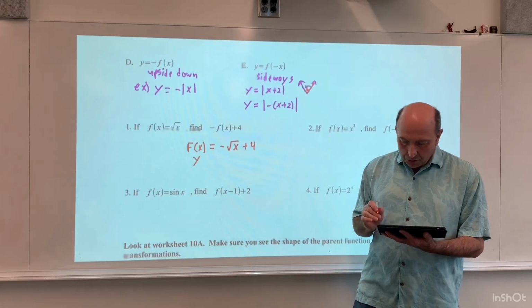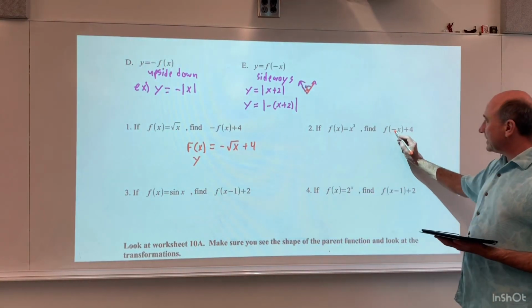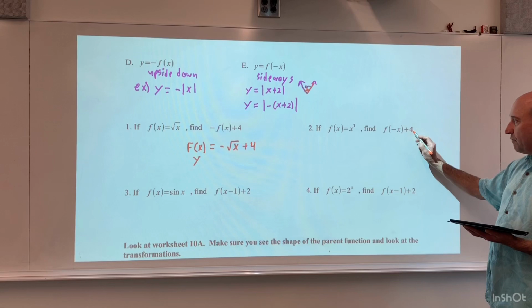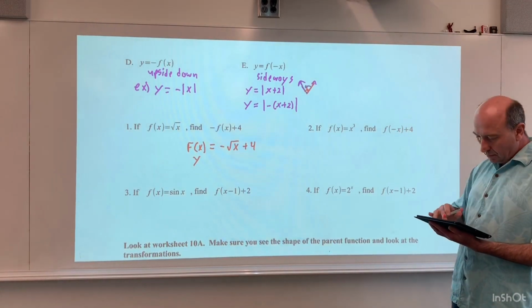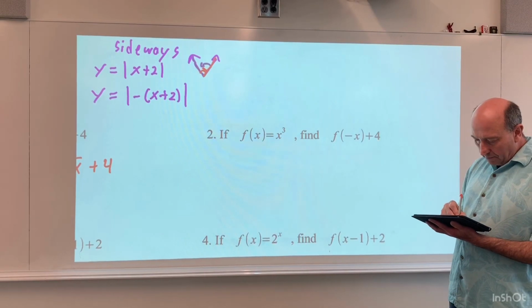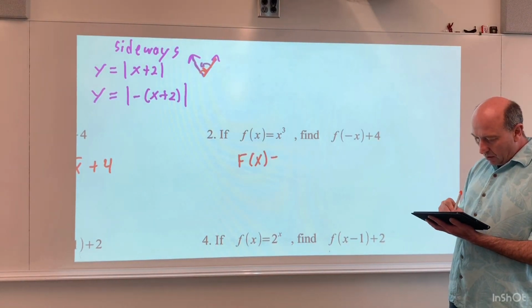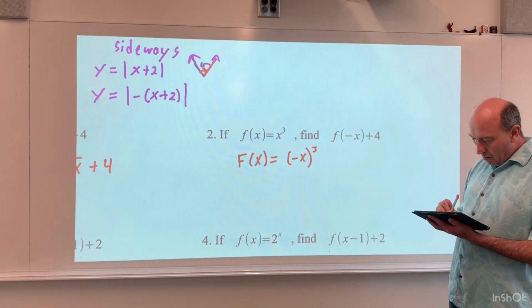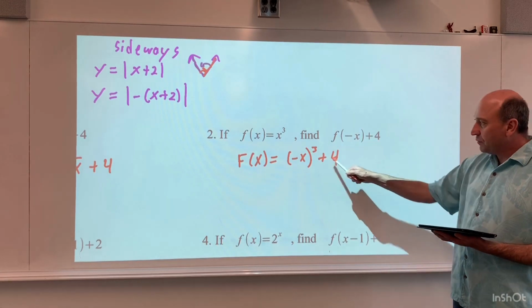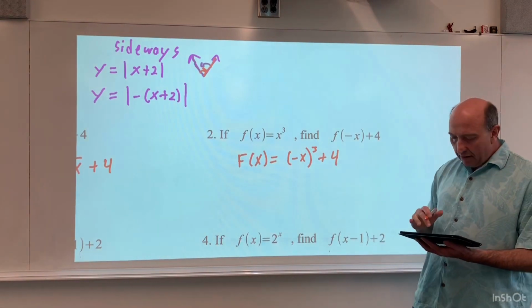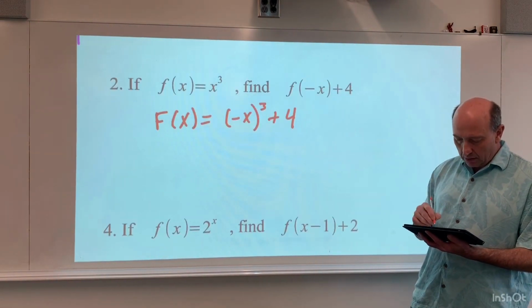All right, the next one, this flips it sideways, that moves it up 4. So you need to put a negative in the formula in front of the x. So you would get f of x equals negative x cubed plus 4. The +4 moves it up 4, and the negative flips it sideways.